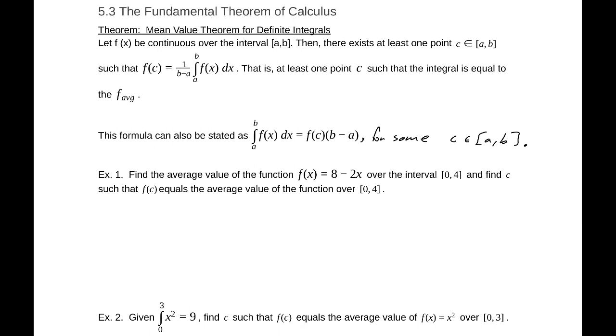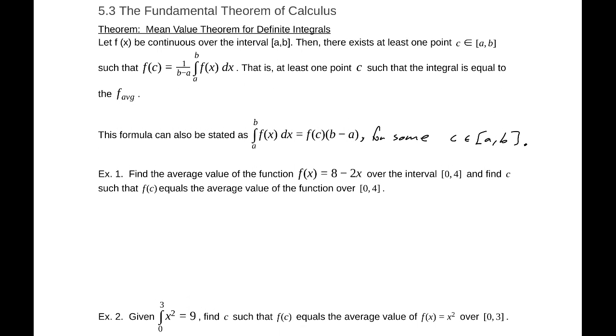So, with that in mind, example 1: find the average value of the function f of x equals 8 minus 2x over the interval 0 to 4, and find the c such that f of c equals the average value of the function. We don't have a good way to find the area underneath that function over an interval yet. So let's go ahead and graph this. At 0, the value is 8, and at 4, which is our other endpoint, that is going to be 0.